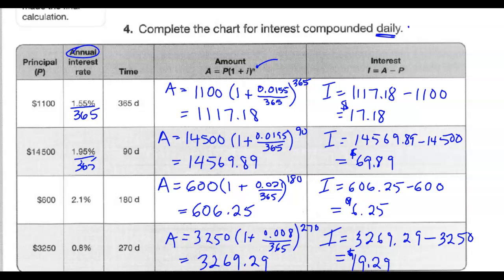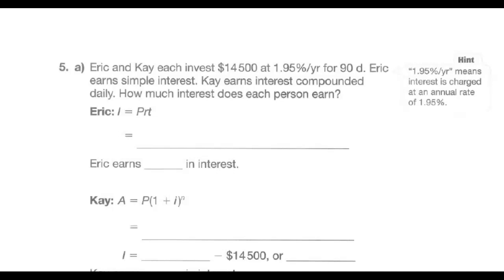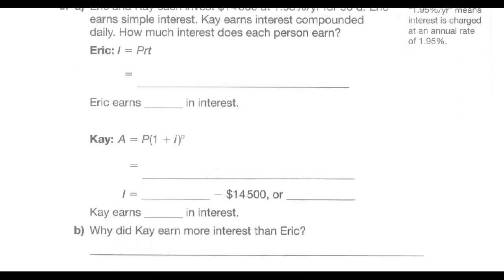Okay, so 69.89. So we're not going to do the whole calculation. So Kay's will be 69.89. See previous page.